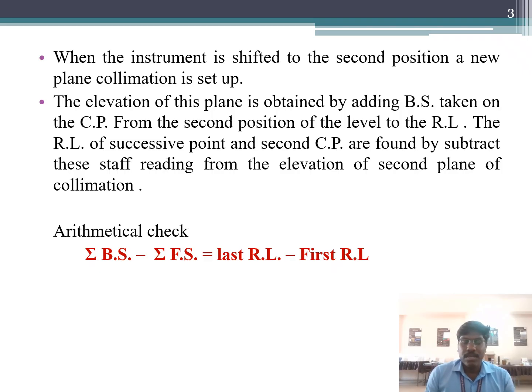There is an arithmetic check. Summation of backside minus summation of foresight is equal to last RL minus first RL. That means the summation of backside minus summation of foresight value will be the same as the last RL minus first RL. Based on this arithmetic check, we will be clear about whether this method is followed properly or not.